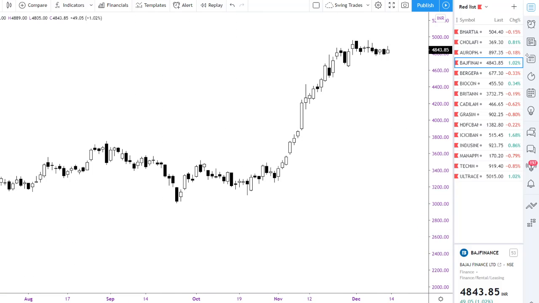Bajaj Finance is up. I don't think it's even debatable, because it is clearly in an uptrend. The level of support we could mark somewhere here, and if price comes to this level, then we look for buying opportunities and trend continuation. So Bajaj Finance can provide us a good buying opportunity next week that we have to look out for.